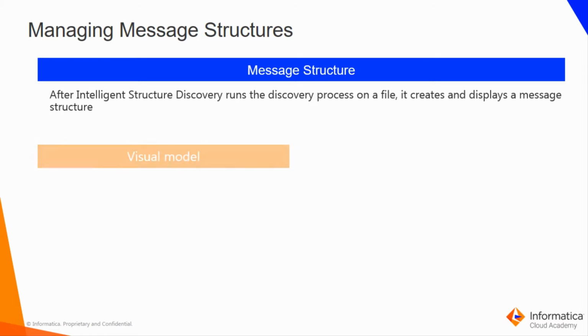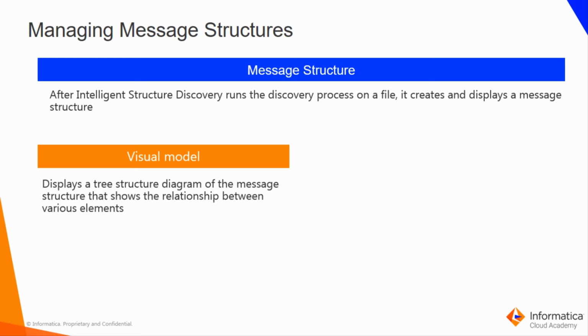In the Visual Model tab, you see a tree structure diagram of the message structure that shows a relationship between various elements. To refine and customize the message structure, you can select an element and then combine, exclude, flatten, or collapse the element. After you create and save a message structure, you can view, edit, or delete it.